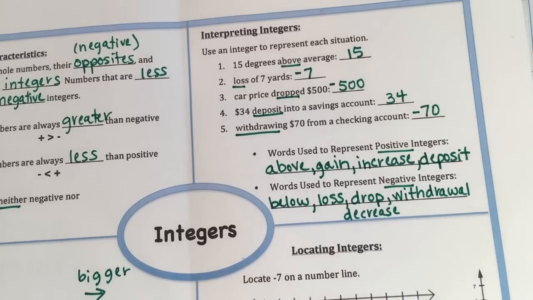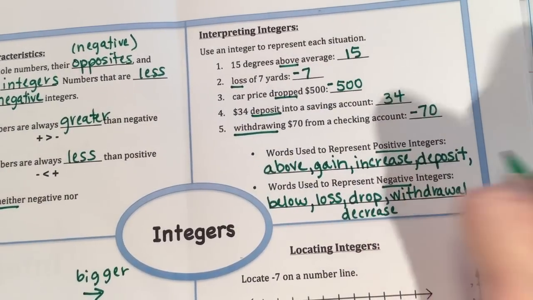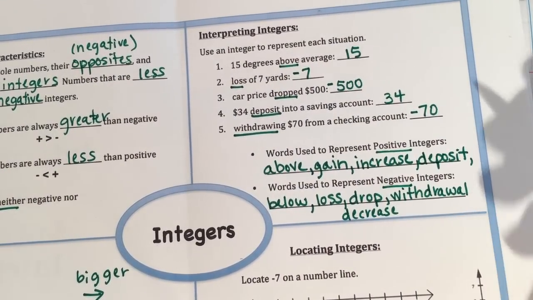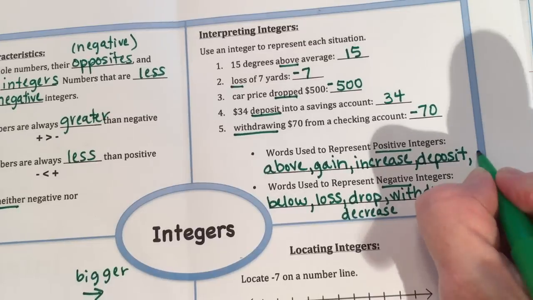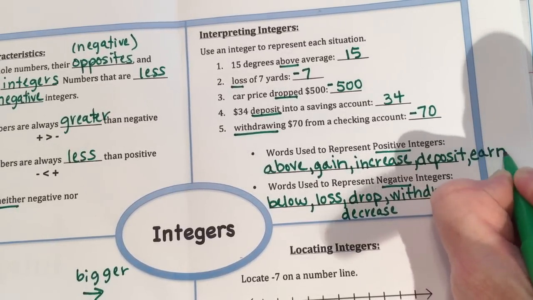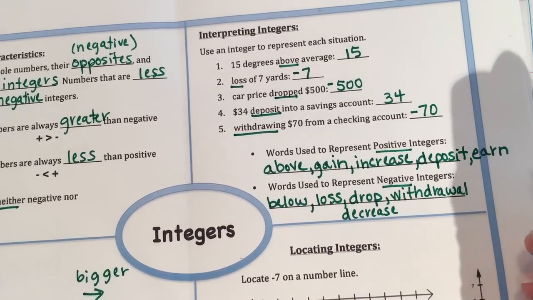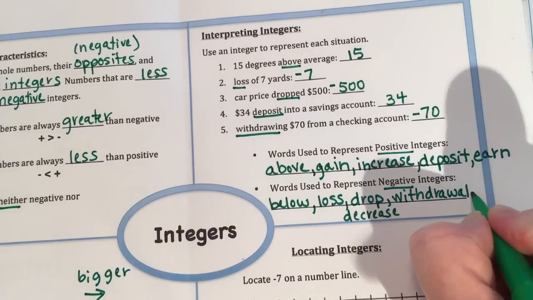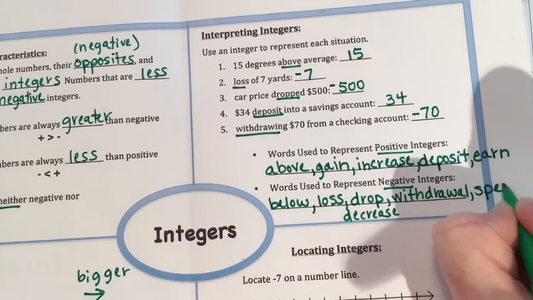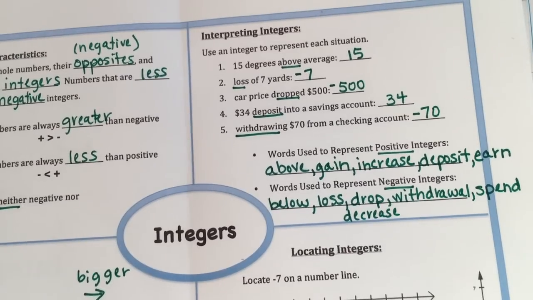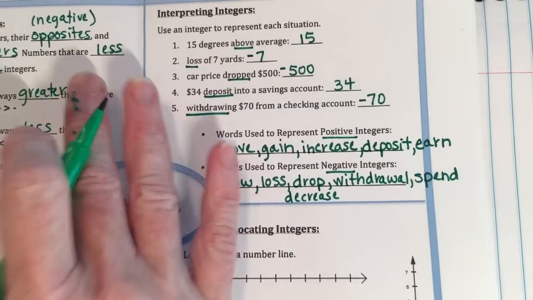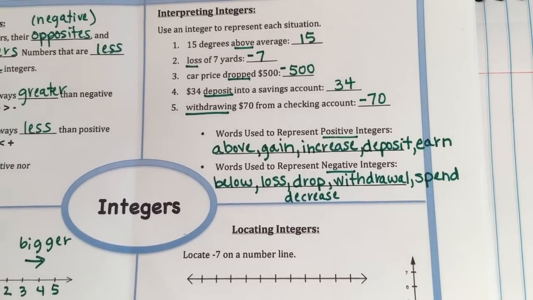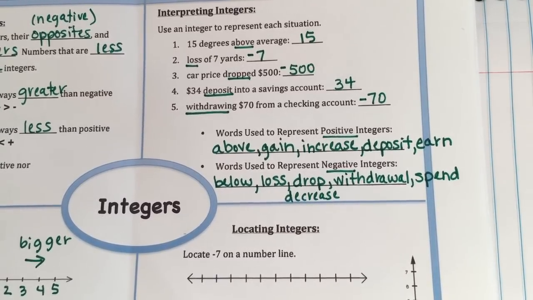And then a couple other words I want you to know is that if you hear the word earn, that would be a positive integer. You're adding money to what you have. And so the opposite of earning would be what? To spend money. So that would be a negative integer if you spend money. And again, there are many other words that might mean positive or negative. This is just a few to help you get started.